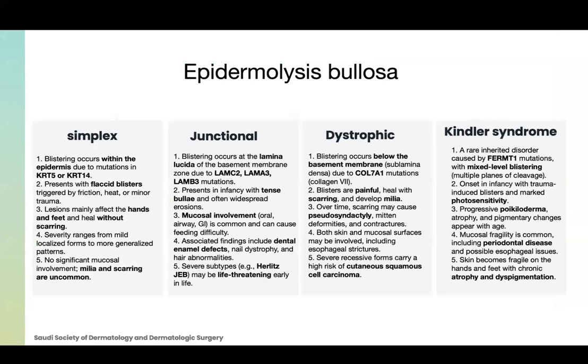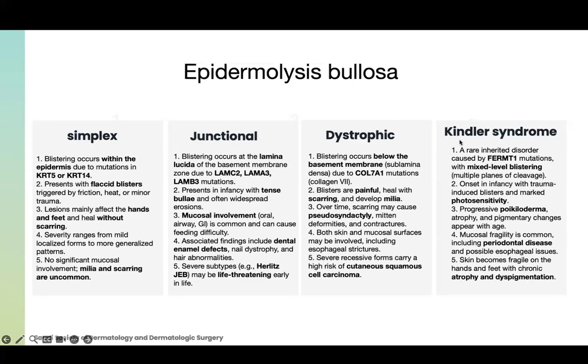So the most common genodermatosis with blistering is epidermolysis bullosa. We have many subtypes of epidermolysis bullosa according to the level of separation. There is epidermolysis bullosa simplex, a more superficial level of separation within the epidermis. Then there is junctional epidermolysis bullosa, in which the separation is at the lamina lucida in the basement membrane between the epidermis and dermis. And there's dystrophic epidermolysis bullosa, which is below the basement membrane that separates the epidermis from the dermis.